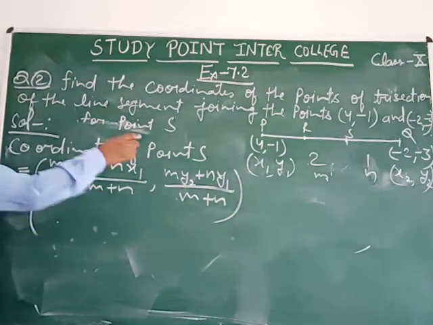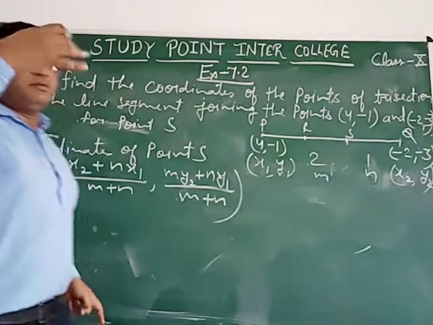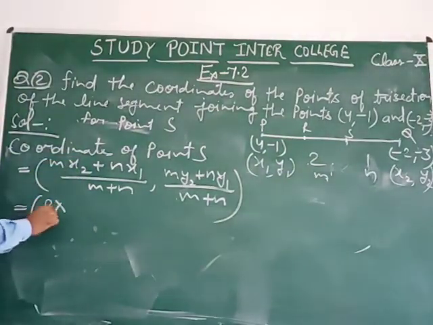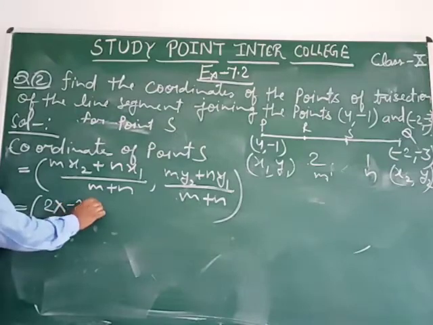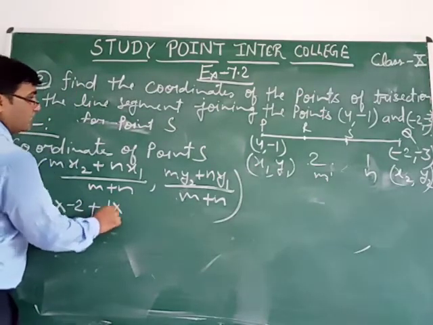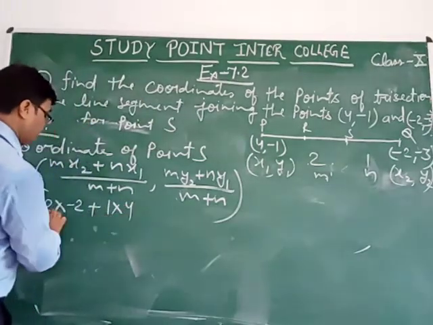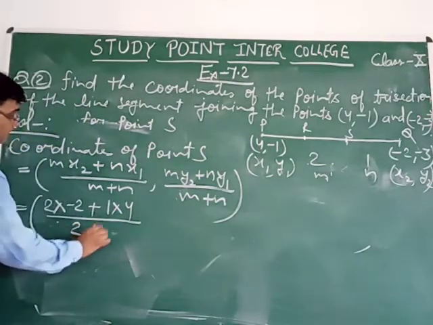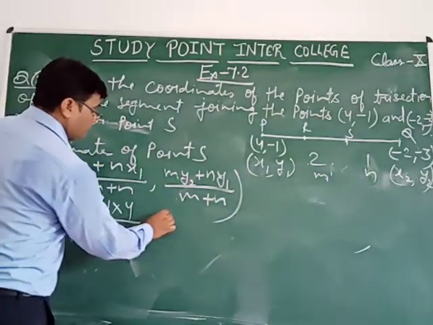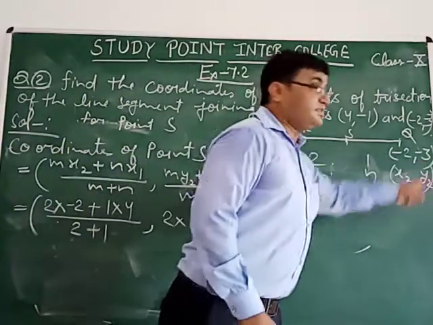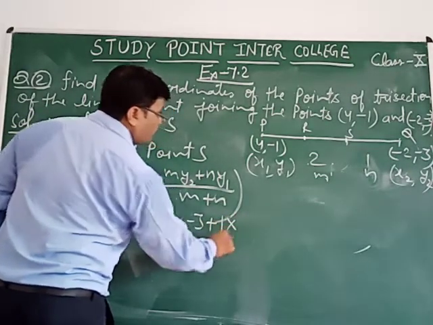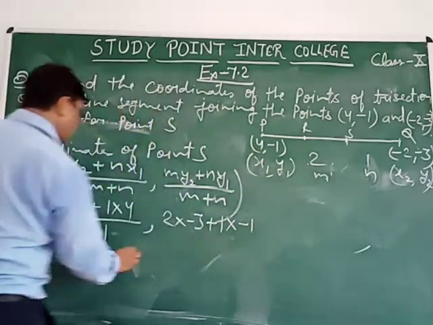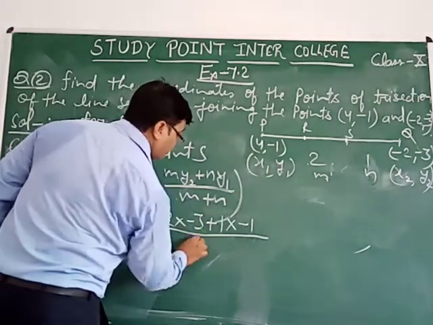Here M is 2, N is 1. M is 2, x2 is minus 2, plus N is 1, x1 is 4, upon 2 plus 1. M is 2, y2 is minus 3, plus N is 1 into y1 which is minus 1, upon M plus N, 2 plus 1.